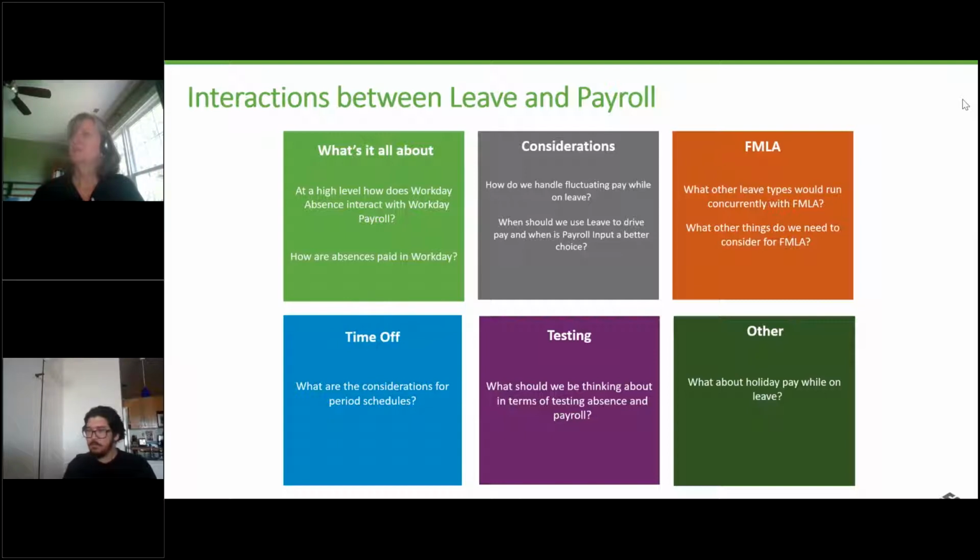Now, with payroll, a consideration for anyone joining us today who does not currently have Workday absence and maybe is exploring that as an option. With FMLA, the eligibility is they need to have worked 1,250 hours within the last 12 months of their leave date.